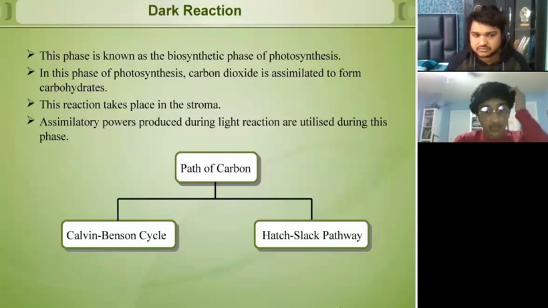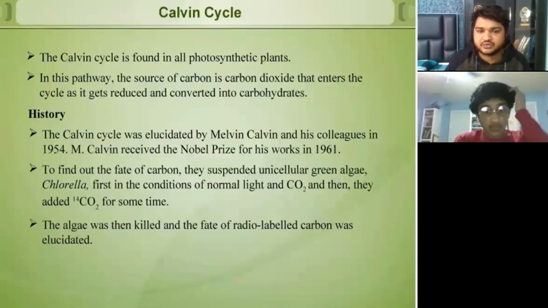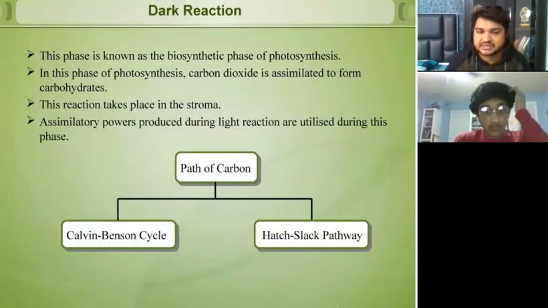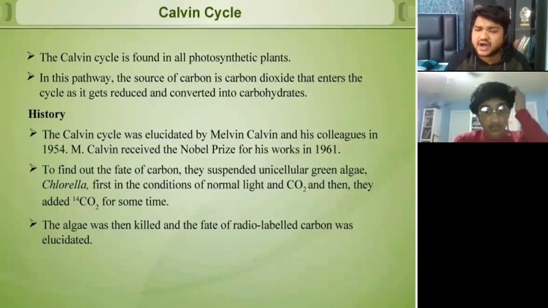Now we are going to study the first, the Calvin cycle, which is the Calvin Benson cycle, and it is a C3 cycle. Why is it called C3? Because in this cycle, the first product is always a carbon number 3 compound. It contains only a 3 carbon compound as the first product. That's why it is called the C3 cycle. The Calvin cycle is found in all the photosynthetic plants.